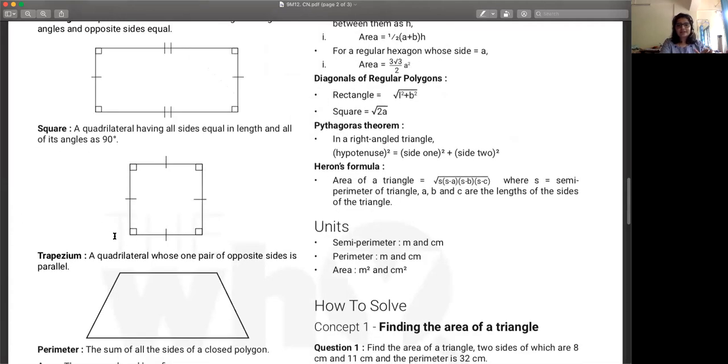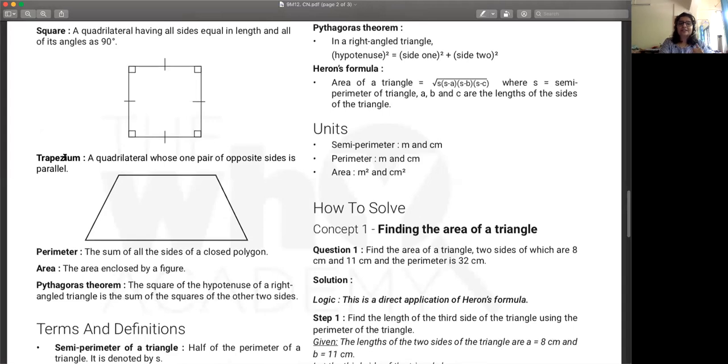And a square: all sides are equal and all angles are 90 degrees, and the diagonals are equal and perpendicular. So if you had to talk about what a square is, the main thing is all angles are equal and all sides are also equal. Because of that, you observe that the diagonals are also equal and they bisect each other, and all of these things.